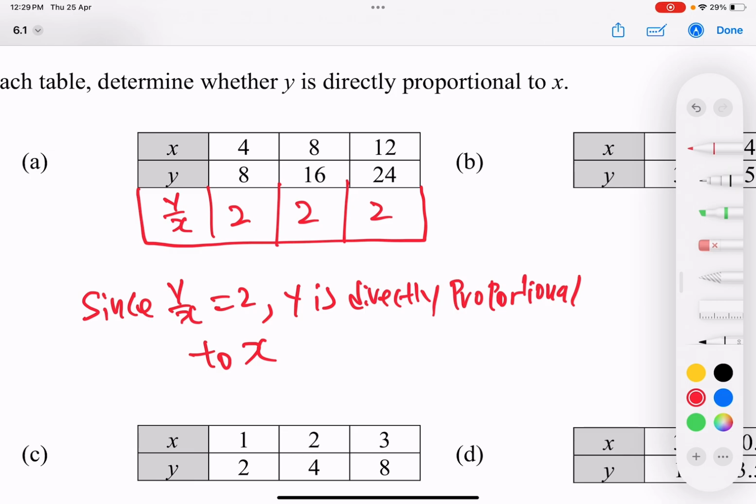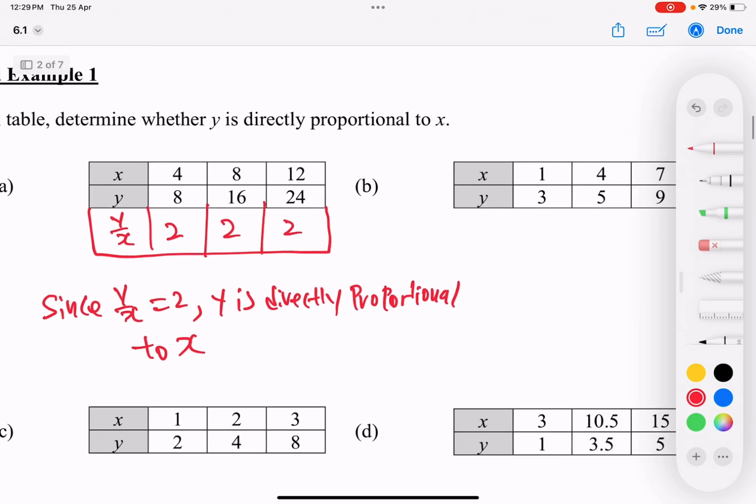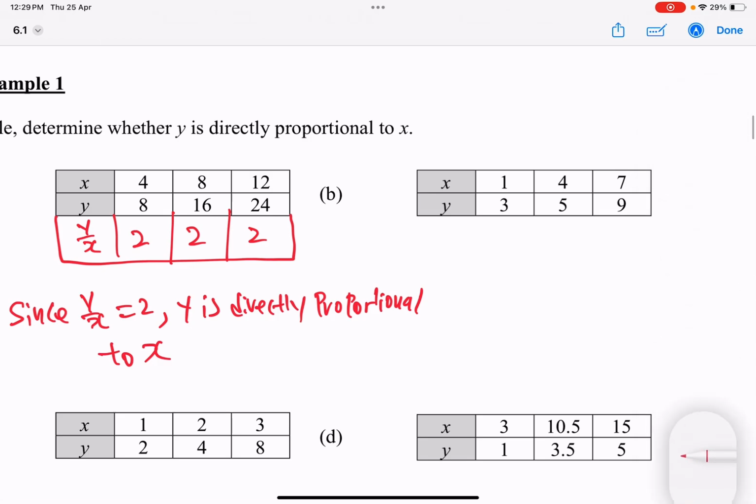The way that we prove whether something is directly proportional is that we find that the constant is really a constant. Y divided by x is a fixed number. Let's try the next one right beside it and see whether it is true or not. I create a third row at the bottom.